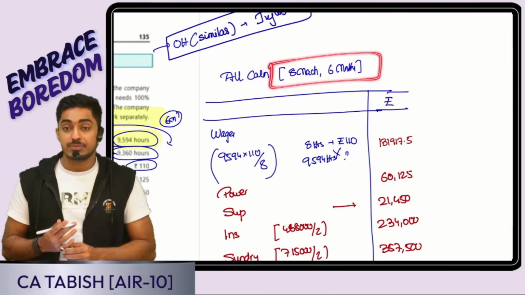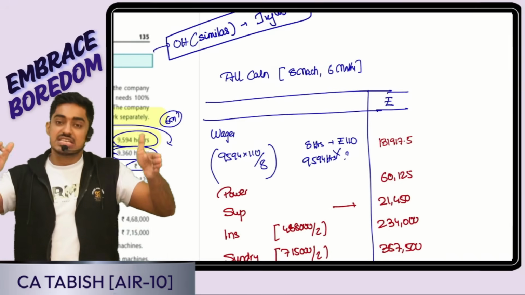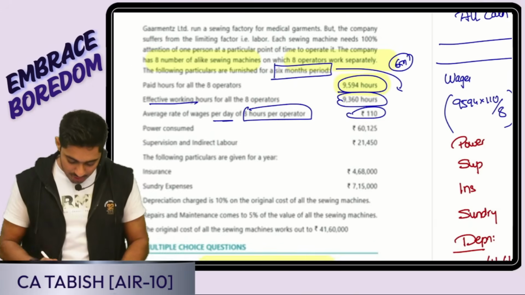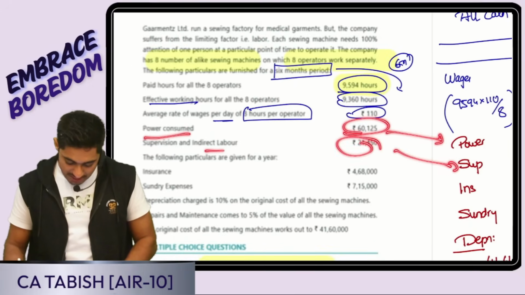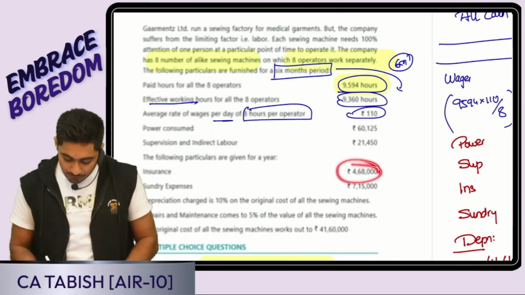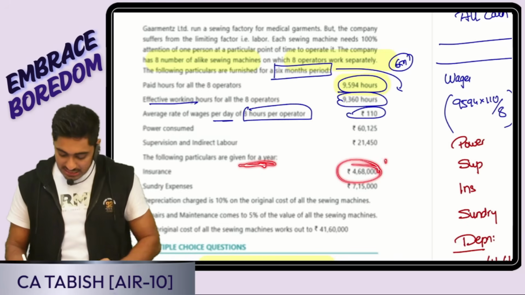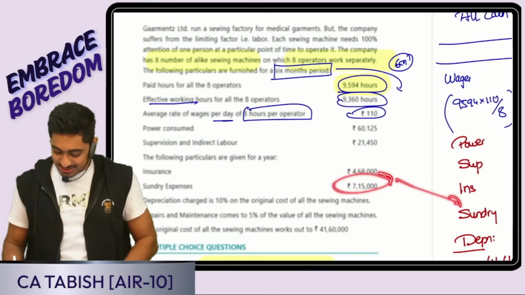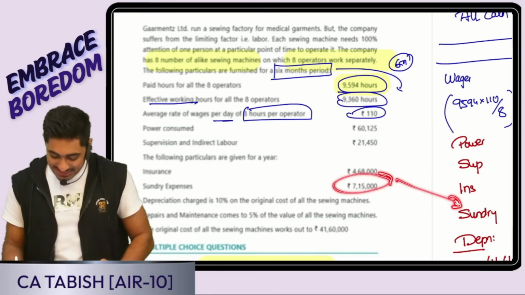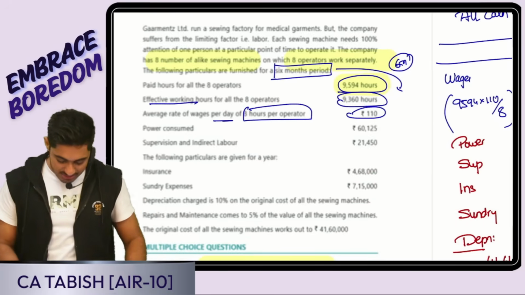All calculations I'll be doing for 8 machines for a 6-month period. That is going to be my base period. Power consumed is 6125. I will write it. Supervision given, I will write it. Insurance is given for a year. I want it for 6 months, so divided by 2. Sundry expense is also for a year. I will convert it for 6 months.